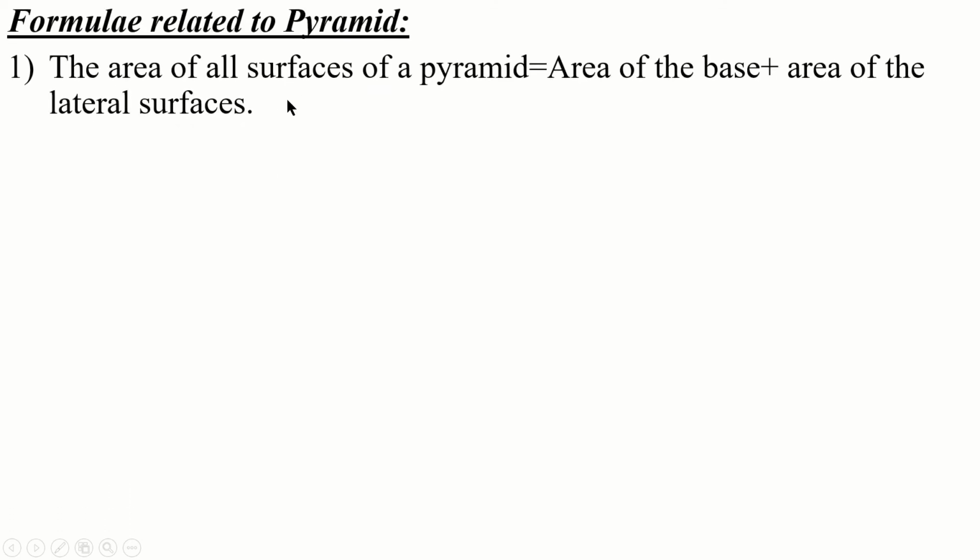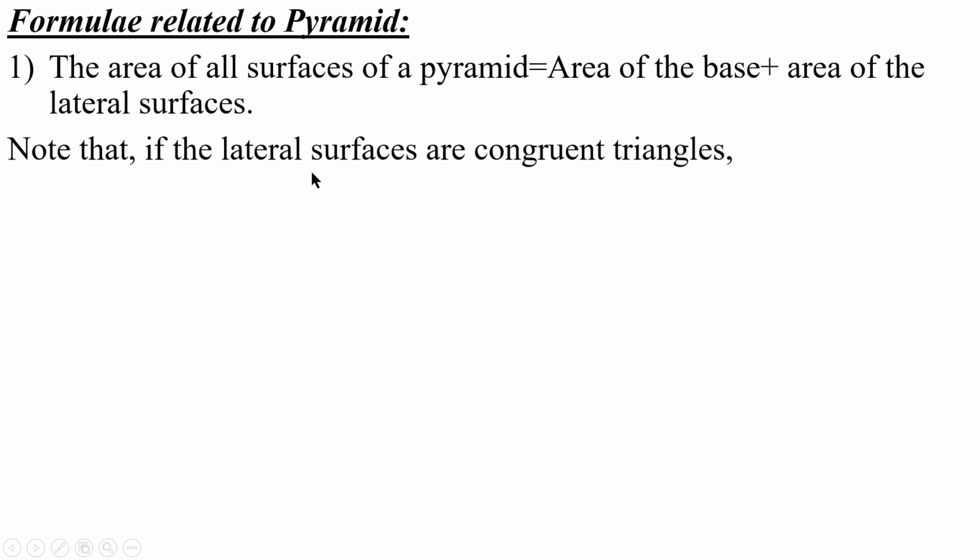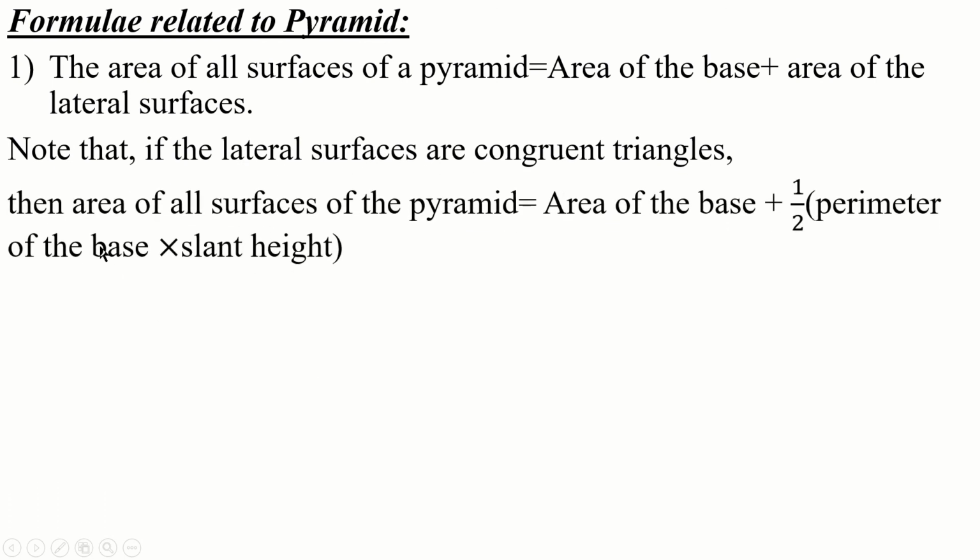Formula related to pyramid. The area of all surfaces of a pyramid is equal to the area of the base plus the area of the lateral surfaces. Note that if the lateral surfaces are congruent triangles, then the area of all surfaces of the pyramid is equal to the area of the base plus half into perimeter of the base into slant height.